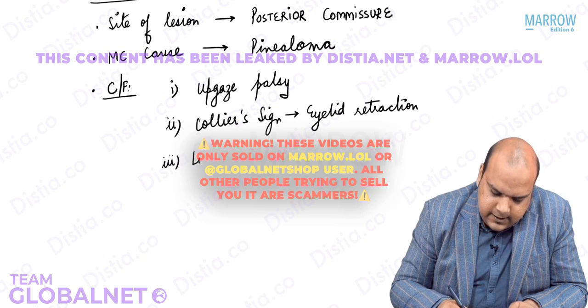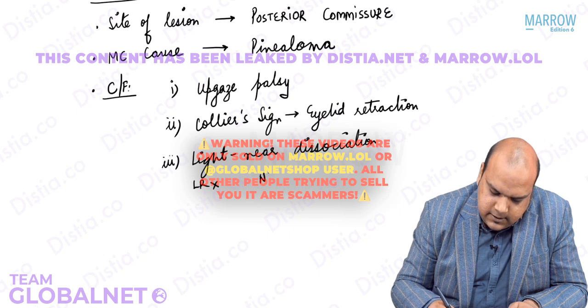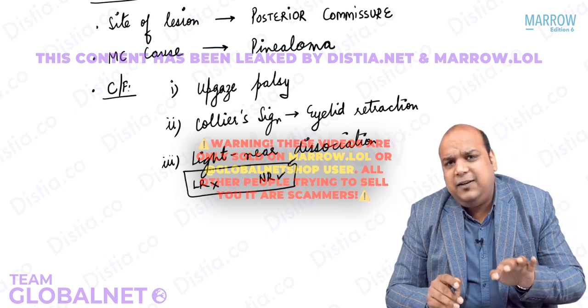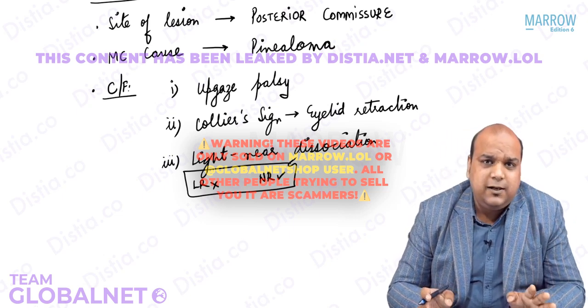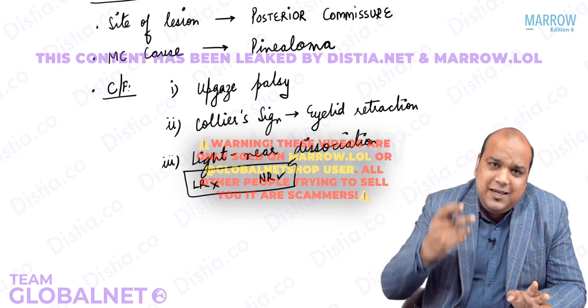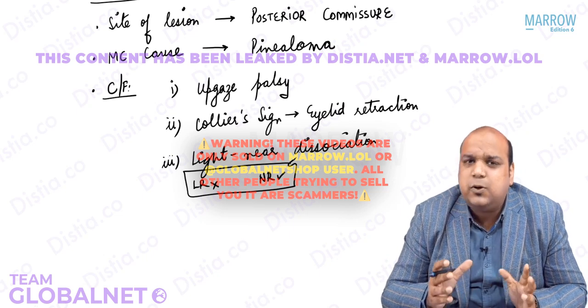Thirdly, everybody, there is light near dissociation. Light reflex is lost, near reflex is still present. Somewhere, if you see, almost all the clinical features are related to problems of the third nerve. See, the output has to go to third nerve. The major work of the up gaze is done by the third nerve. So it presents something like that, just to remember, everybody.